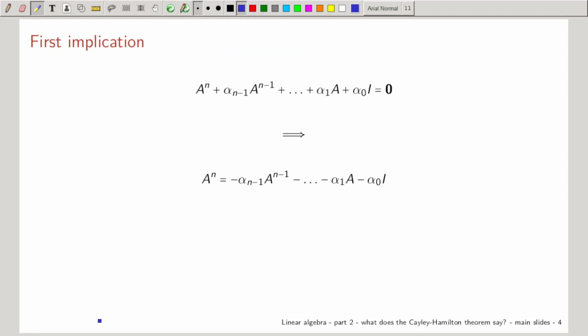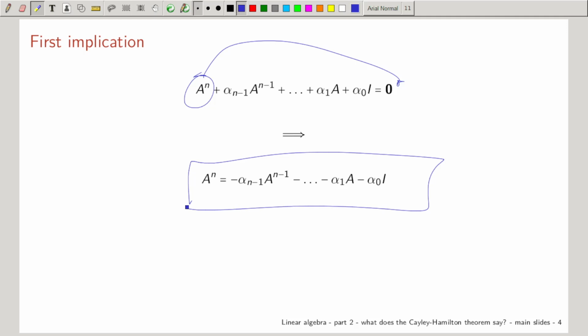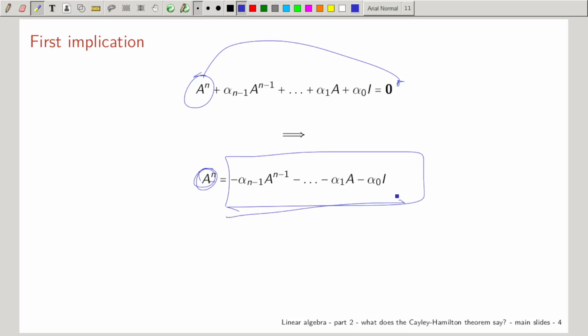Perfect. What does this imply? It implies that if I take this one and I put it on the other side, I get something that looks like this one. True? What does it mean? It means that this one is linearly dependent on the previous powers. Note that this is A to the power of 0, identity is A to the power of 0. True? A to the power of n is linearly dependent on A to the power of n minus 1 up to 0.